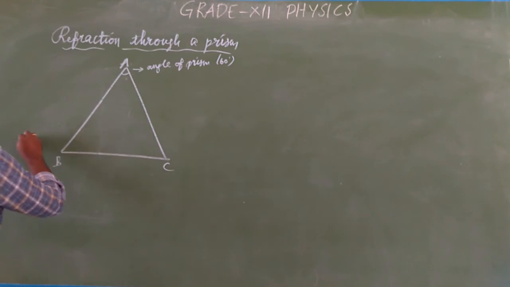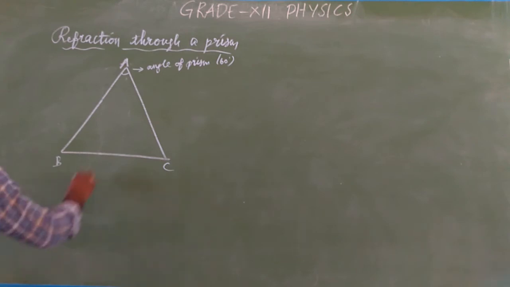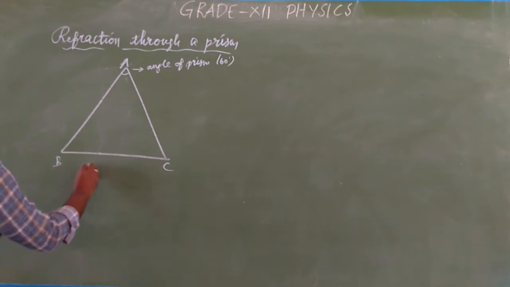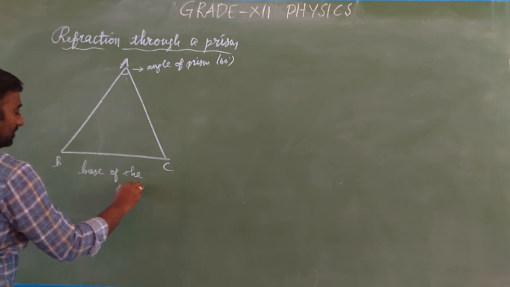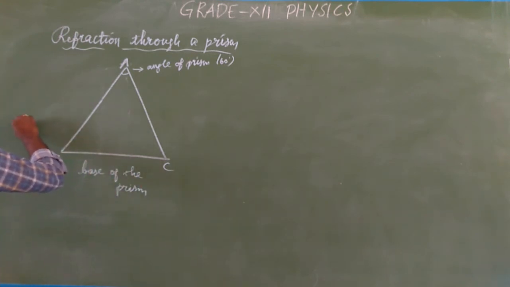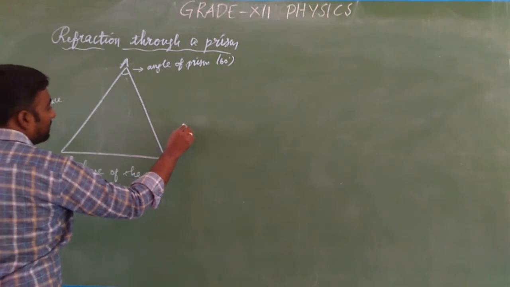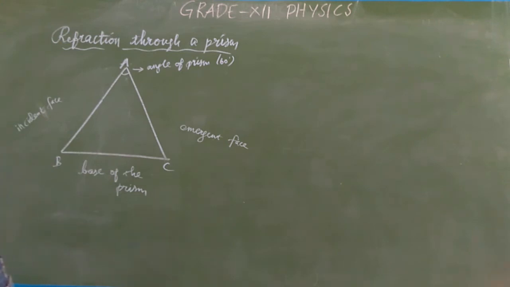Now allow the light on this incident face. AB is the incident face, AC is the emergent face, and BC is the base of the prism. BC is the base of the prism, AB is the incident face, and AC is the emergent face. Now light is coming from the object, which is incident on this incident face.